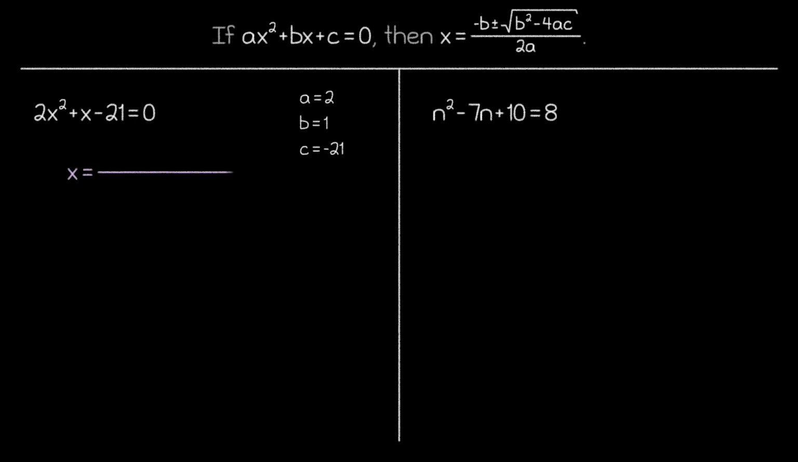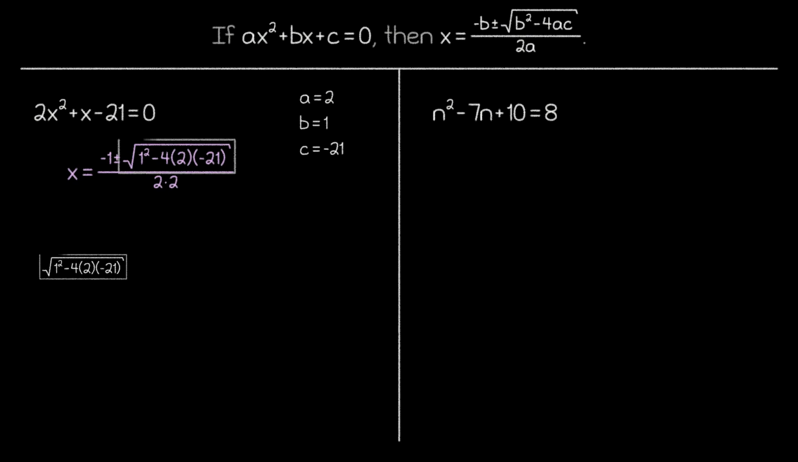The formula starts with negative b, which is negative 1 in our case. Then, we write the plus or minus symbol and take the square root of 1 squared minus 4 times 2 times negative 21. Notice here how we put the values of a and c in parentheses. This is a common practice since it makes things much more clear when either a or c is negative. Finally, we need to divide our expression so far by 2a, which is 2 times 2. Now, we just need to do some calculations.